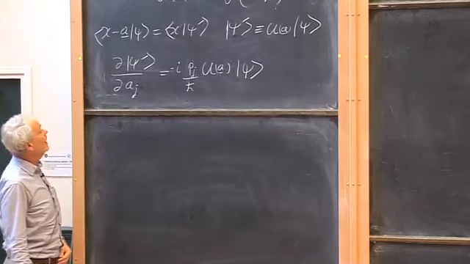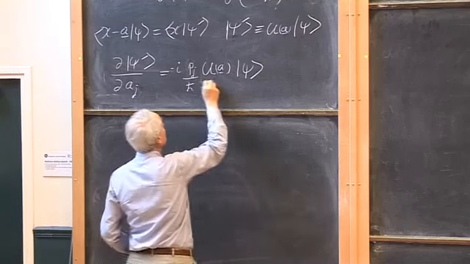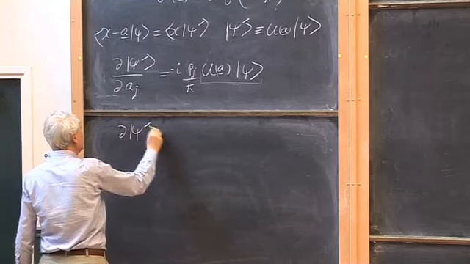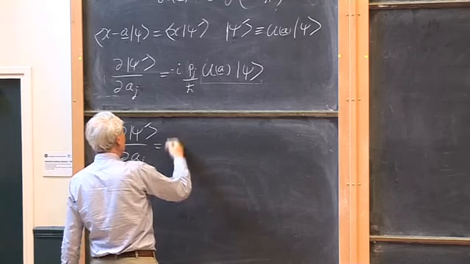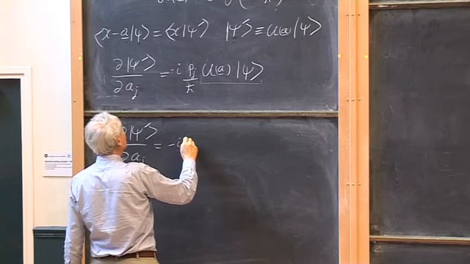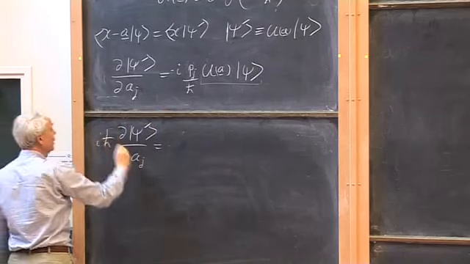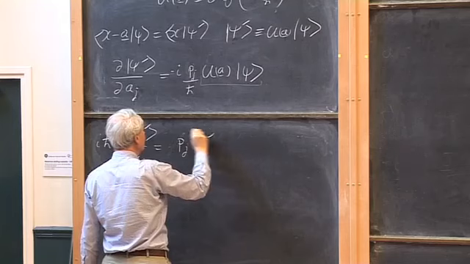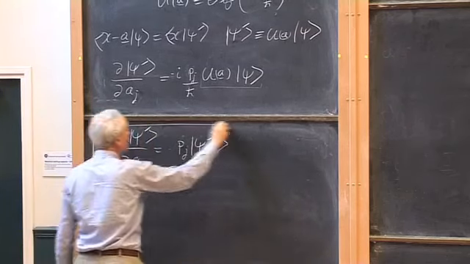So if we now recall that this thing is psi primed, I now have that d psi primed by d A sub j is equal to minus i over h bar p_j of psi. Let's multiply through by i h bar, and then we have that i h bar d psi primed by d A sub j is equal to p_j of psi primed.